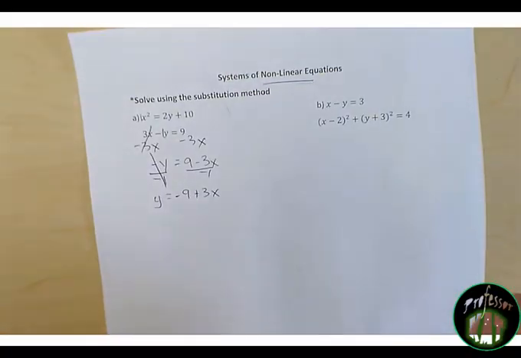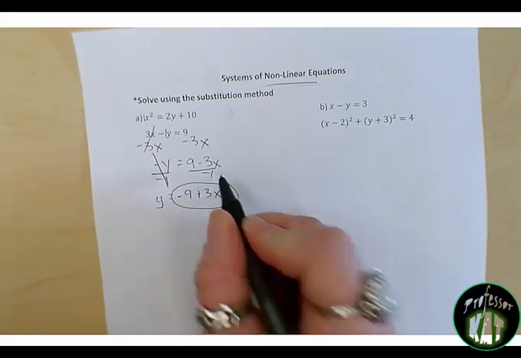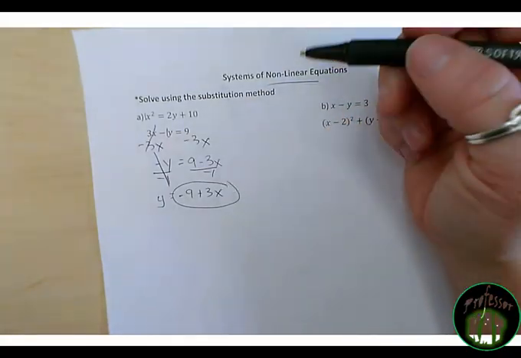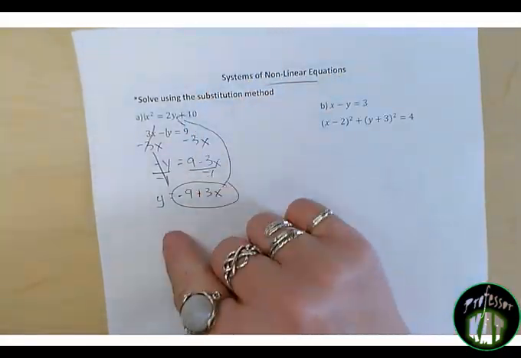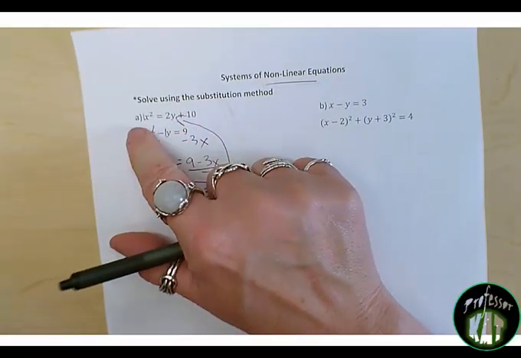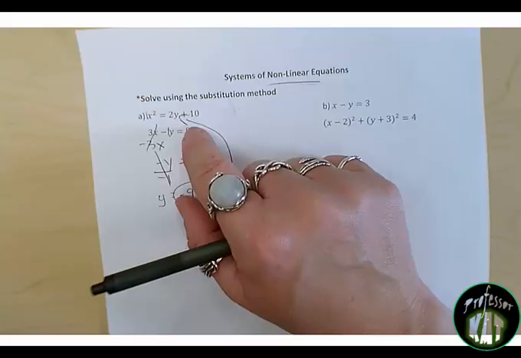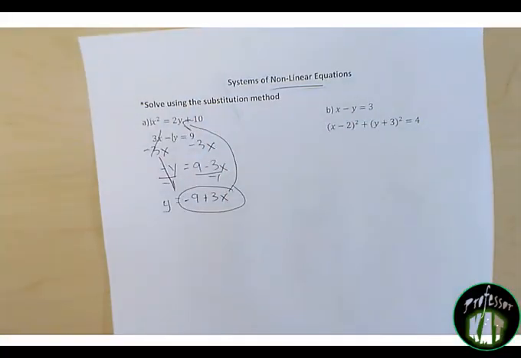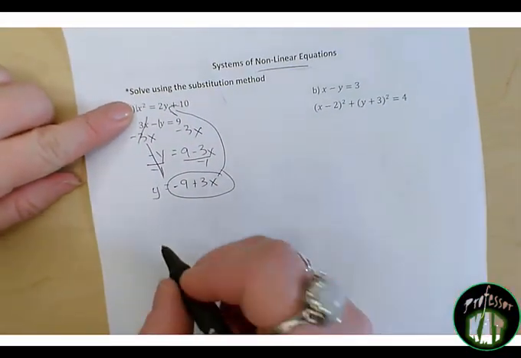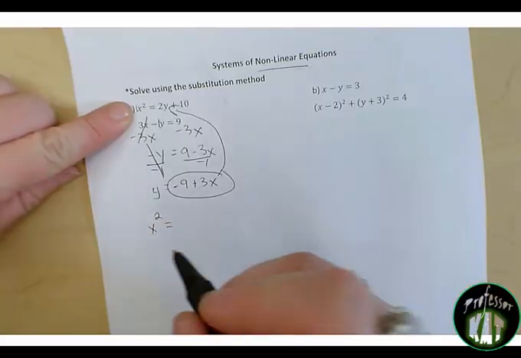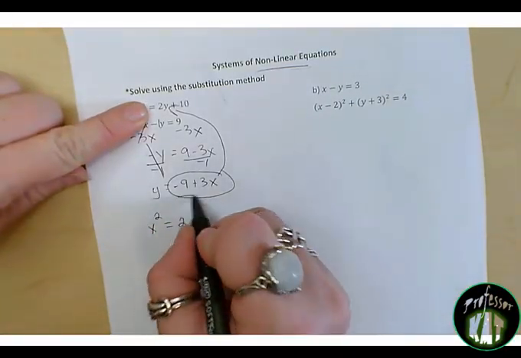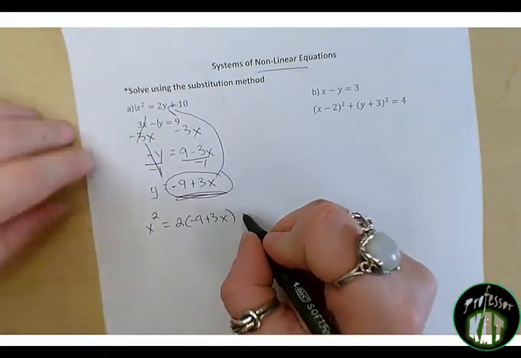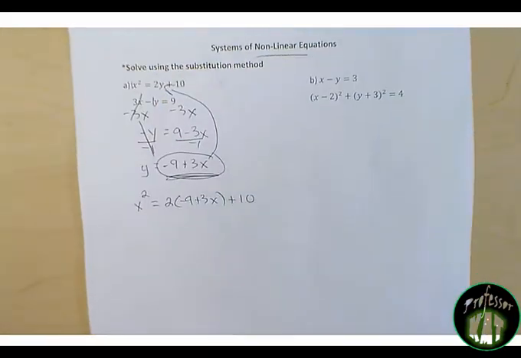Once you have one of your equations solved for one of the variables, since I now know that y is equal to negative 9 plus 3x, I'm going to substitute it in for y in the top equation. We haven't messed with the top equation yet, right? We've solved the bottom equation for y, and now we're going to take that and substitute it into the equation we did not use. So I'm going to drop down this equation. It was x squared is equal to 2 times y. But again, remember, y is negative 9 plus 3x. So plug that in for y, and then we have a plus 10 there at the end.